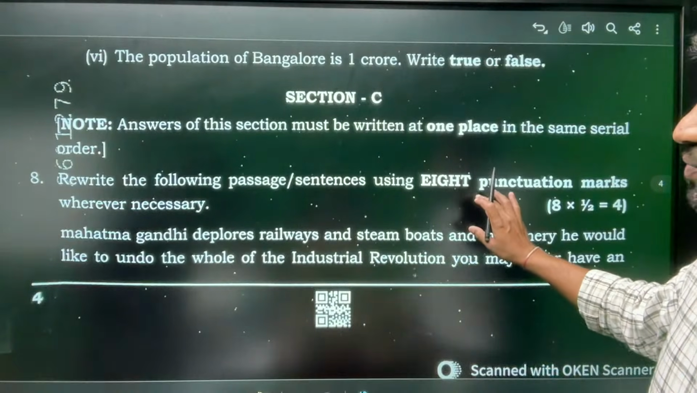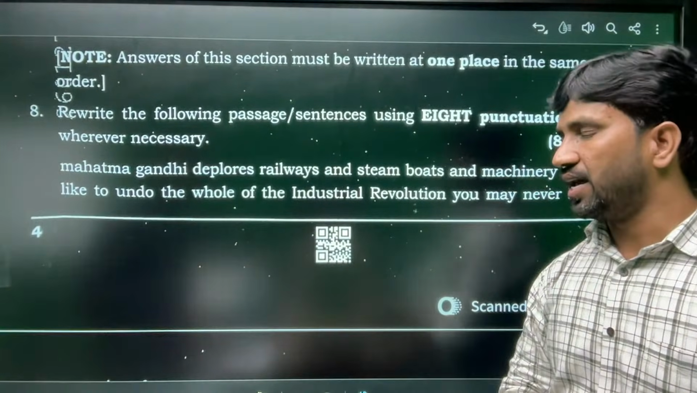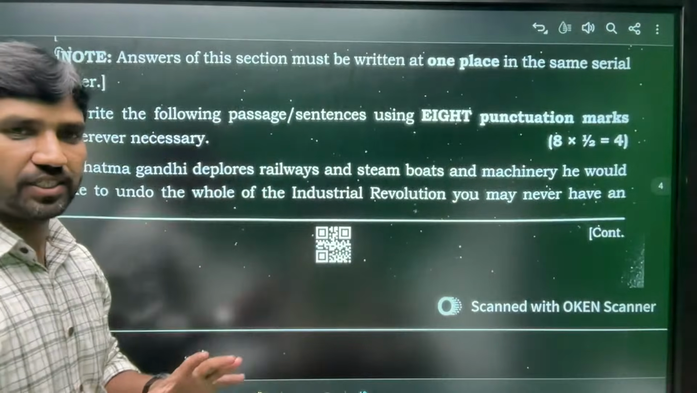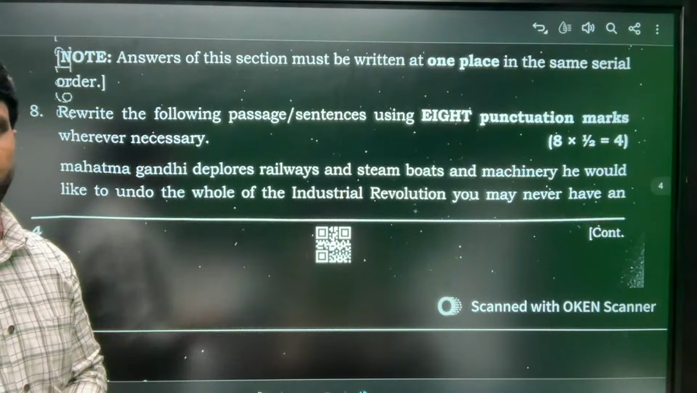And here, if you go with punctuation marks, first and foremost, how to do the punctuation marks? It's a very big question for everybody.